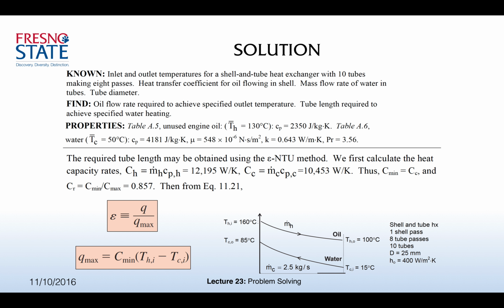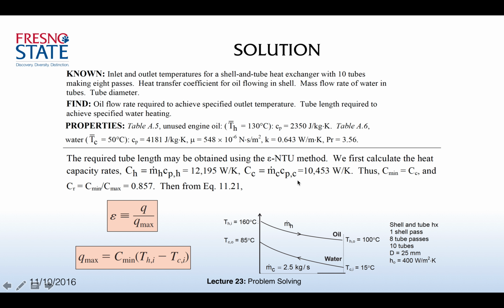Therefore, C hot is m dot hot times Cp hot. We have our m dot hot to be 5.19, and this is, of course, rounded up, and this is multiplied by Cp hot, which is 2,350. If you do this math, then it gives you C hot of 12,195 watts per Kelvin. Same thing to be done with C cold, m dot cold times Cp cold.